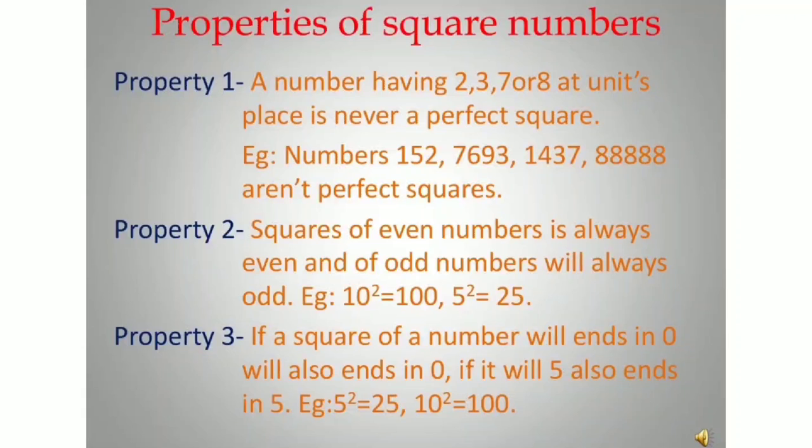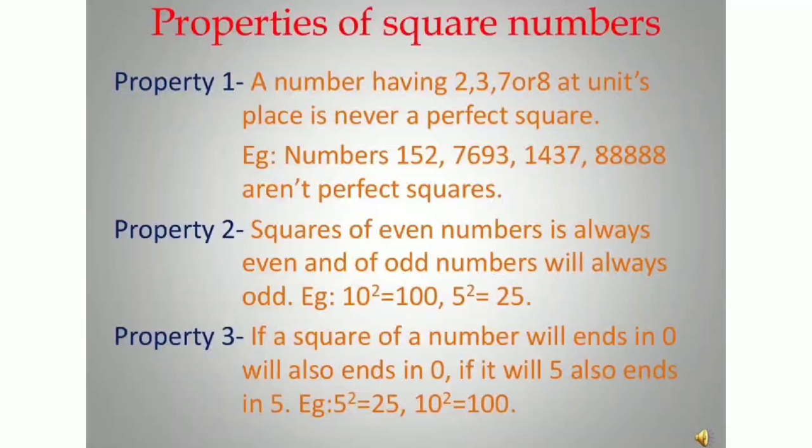Now let us discuss the properties of square numbers. Property 1. A number having 2, 3, 7 or 8 at the units place is never a perfect square. Example, the numbers 152, 7693, 1437. You can see that at the unit place the digits are 2, 3, 7 and 8 and they are not perfect squares. Property 2. The square of an even number is always even and of an odd number will always be odd.